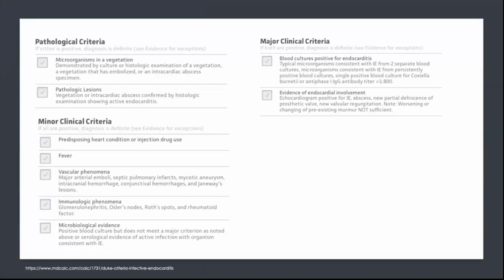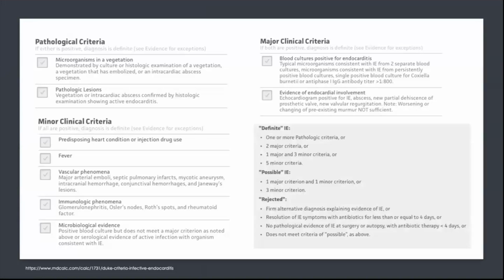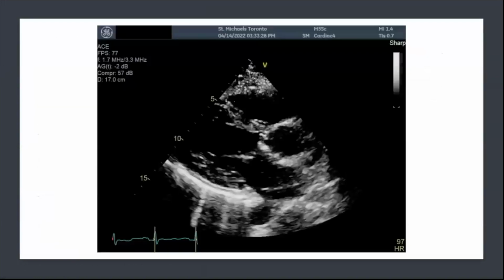These are the criteria clinically. I know that this is echo rounds and we'll get back to the echo in a second, but just to diagnose endocarditis, what we look at are pathologic, minor, and major criteria. And definite endocarditis is if you have one or more pathologic criteria, 2 or more major criteria, 1 major and 3 minor, or 5 minor. So there's a very clinical diagnosis in addition to echo findings.